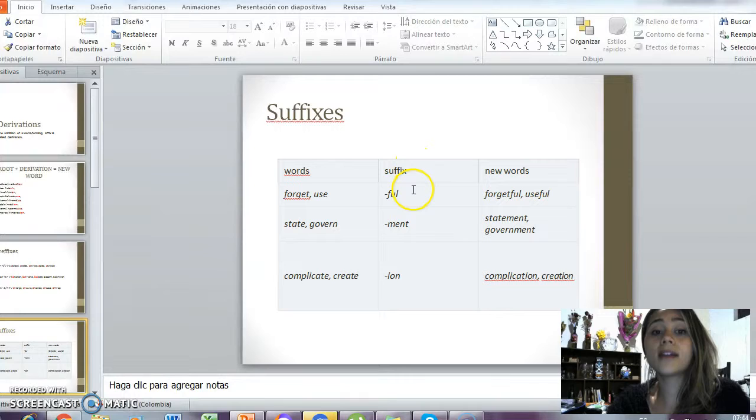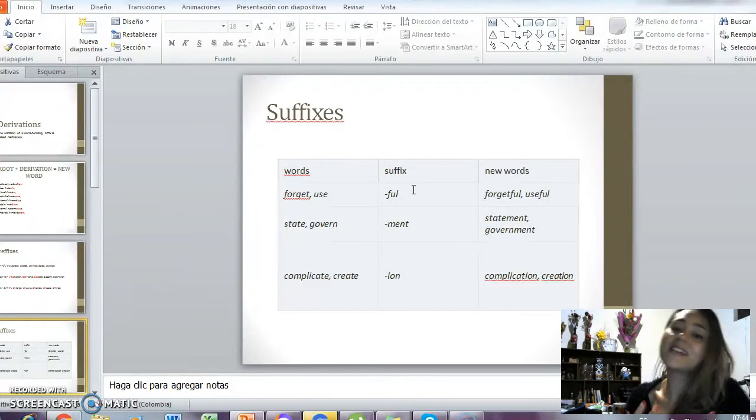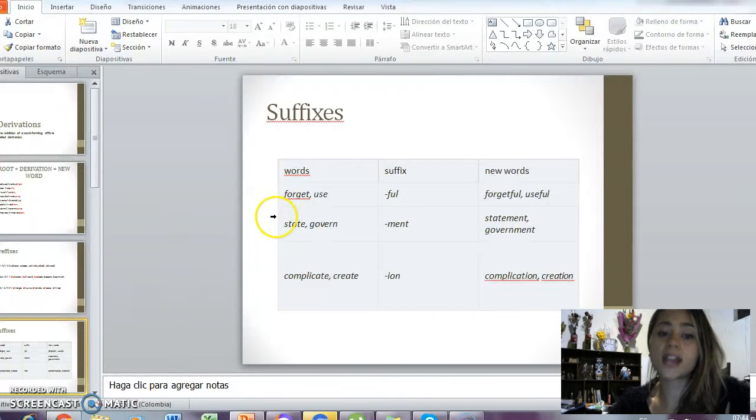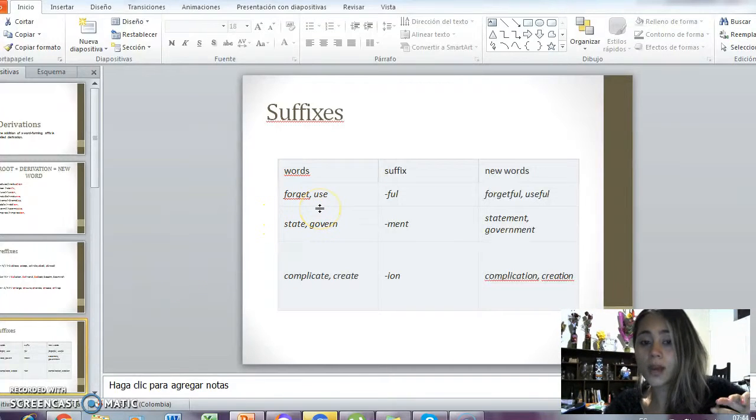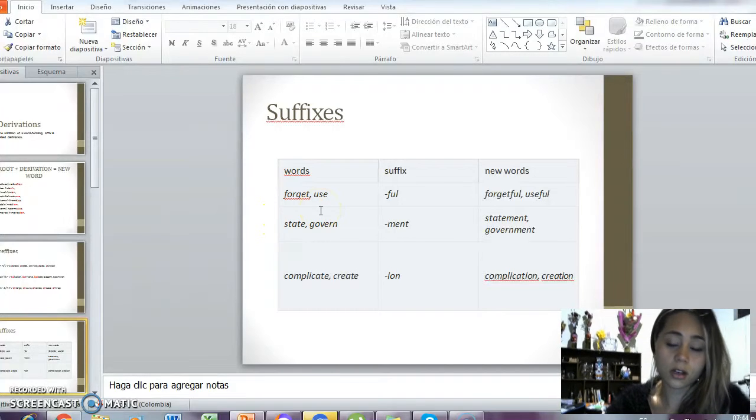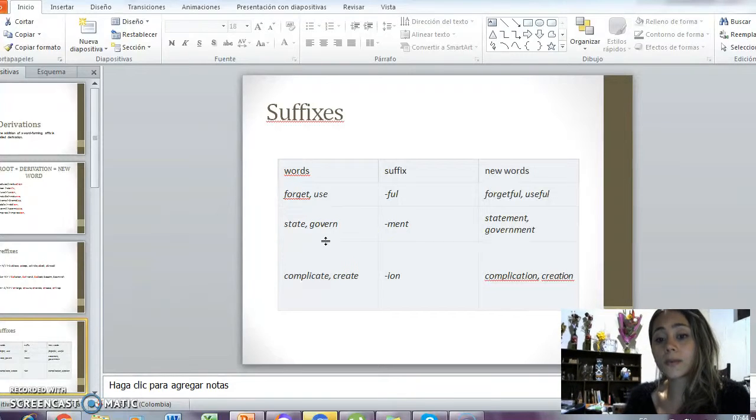And the suffixes are the contrary of prefixes. In that case, we have suffixes at the end of the root, at the end of the word. So we have forget and use, and we add ful. So forgetful, useful. It's not the same, it has a different meaning and a different way to write it. State and govern, and we add ment. So statement and government. So we have a new word, a new meaning, a new structural and grammatical way to write it.